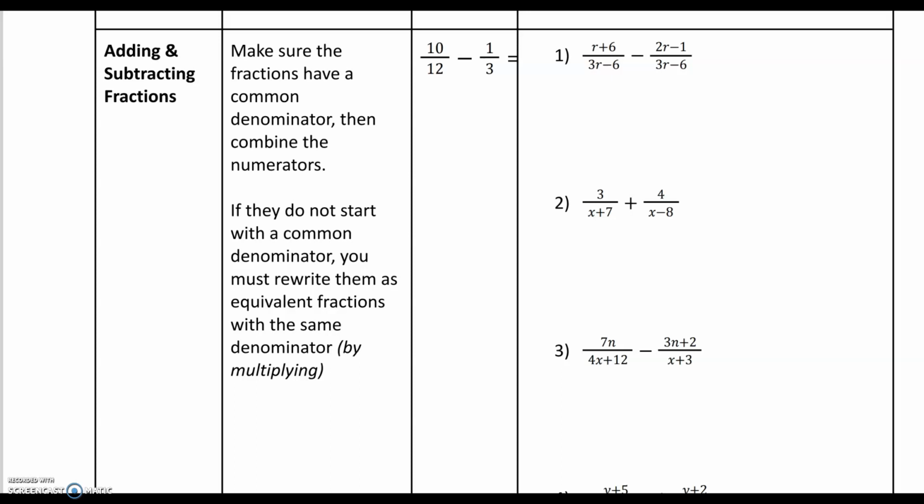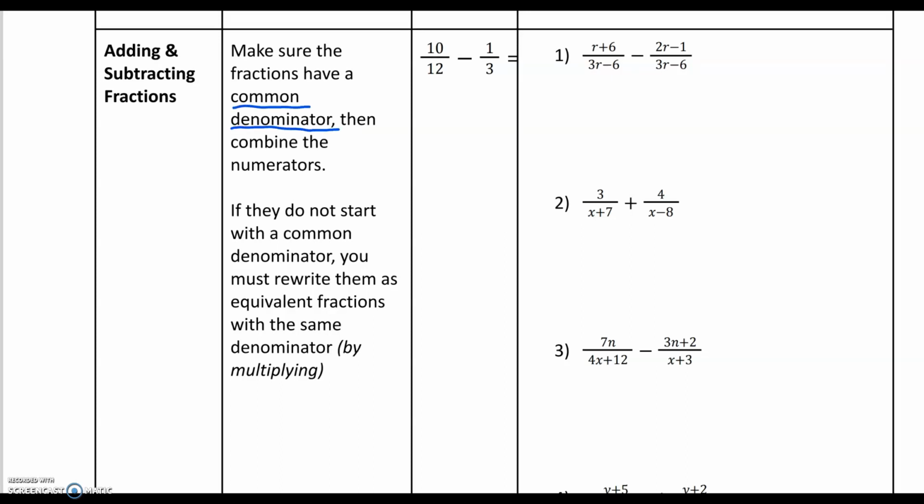Hey everyone, in this final part of the Simplifying Rational Expression series, we are going to talk about how you add and subtract rational expressions, which is of course related to how you add and subtract fractions in general. So as a reminder, when you add or subtract fractions, you have to make sure the fractions have a common denominator. Keyword there is common denominator.